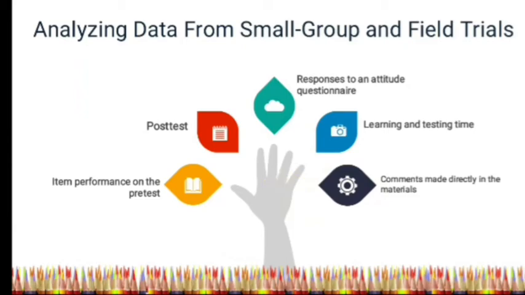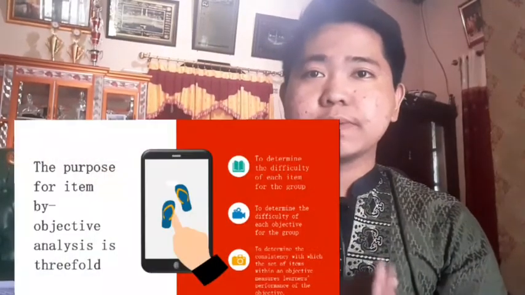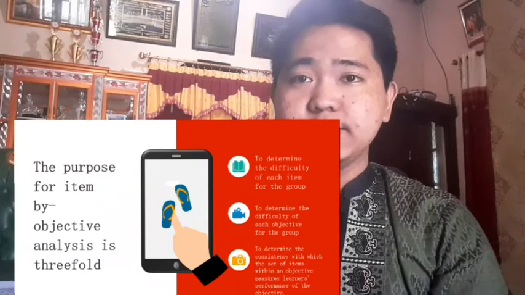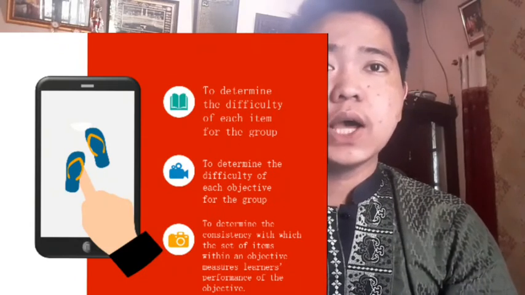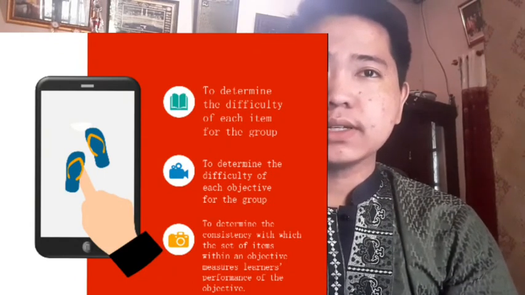Materials. And next, the purpose of item by objective analysis is threefold. The first one is to determine the difficulty of each item for the groups. The second one is to determine the difficulty of each objective for the groups. And the last one is to determine the consistency with which the set of items within the objective measures learners' performance of the objective.